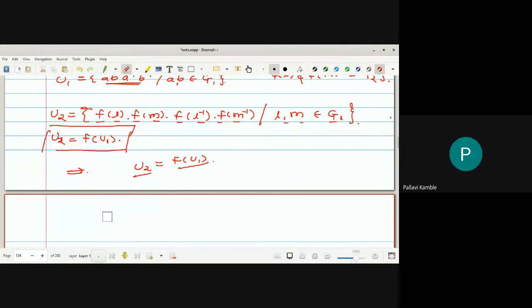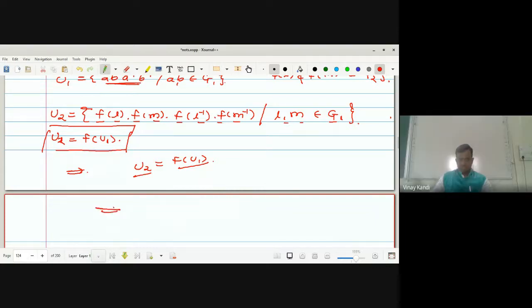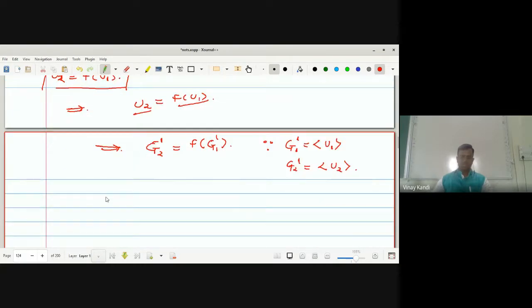Yes, sir. The smallest group containing U2 is nothing but G2 dash, that is, the derived subgroup of G2, which is equal to the smallest group containing f of U1, that is f of G1 dash, the derived subgroup of G1, since G1 dash is generated by U1 and G2 dash is generated by U2. That is why you should attend the previous lecture. Okay, so this is for the first one.